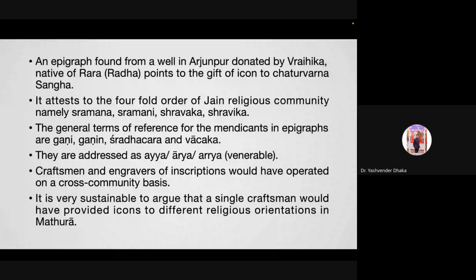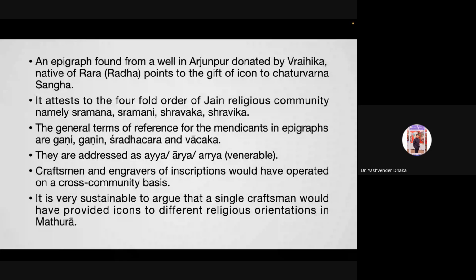Now we have another example of an epigraph found from a well in Arjunpur, which is donated by Brahika, who is a native of Radha, and points to the gift of an icon of Chatur Varna Sangha. As we have seen in earlier lectures, Chatur Varna Sangha or Chaturvidha Sangha in Jainism means Shramana, Shramani, Shravak and Shravika. So these four constitute the fourfold order of the Jaina monastic community.